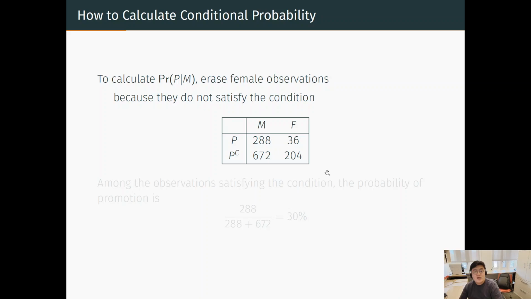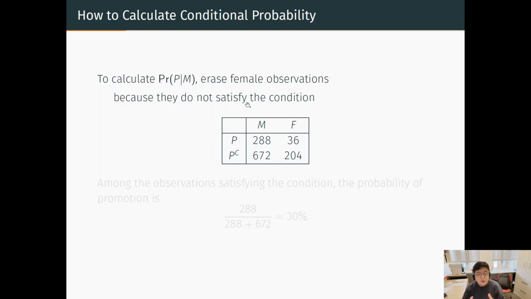Okay, then how to calculate the conditional probability? The idea is also pretty simple. When you choose a random person, like when you choose a random female officer, female candidate, you don't care about male. You are not looking at the male officers at all. So delete the observations that do not satisfy the condition. That's intuitive.